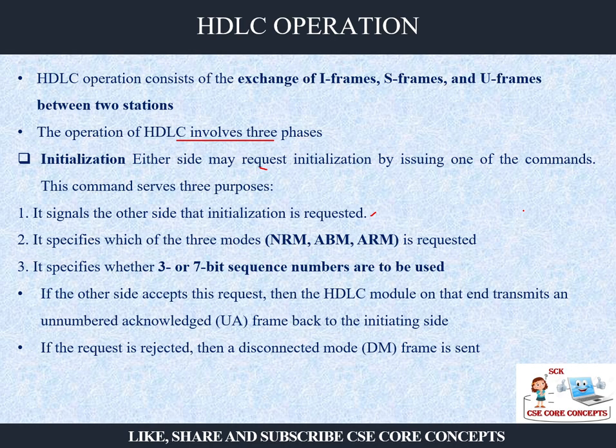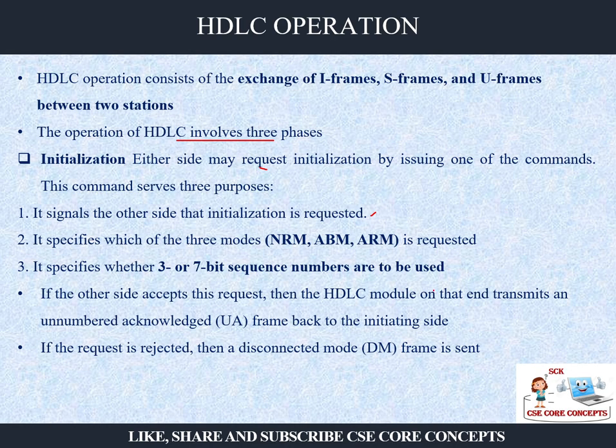Then during initialization only, we have to tell how many sequence numbers we are going to use. If it is a 3-bit sequence number, then the window size will be from 0 to 7. If it is a 7-bit sequence number, then the window size will be 2 raised to the power 7. So that value you have to compute, and that is the window size, right? Then 256, let's say, so 0 to 255, right?